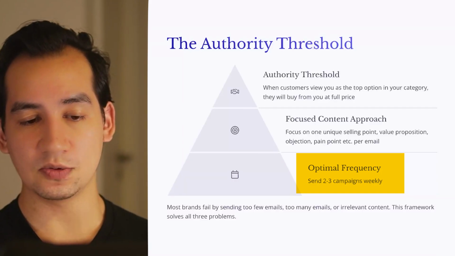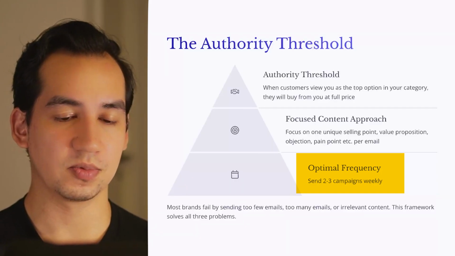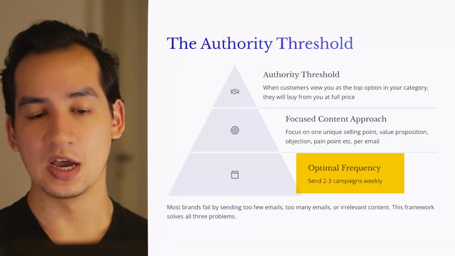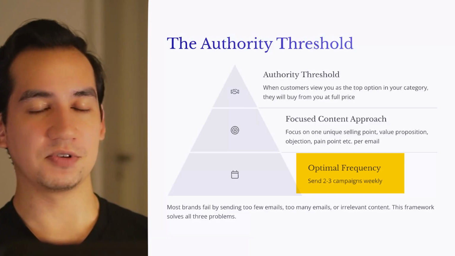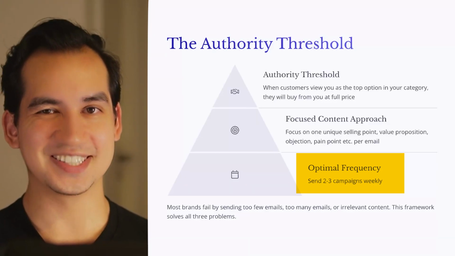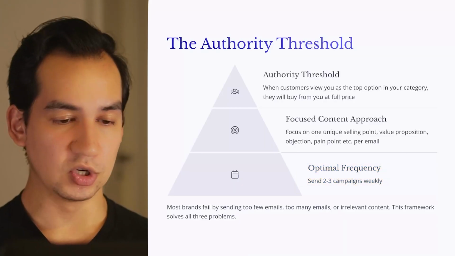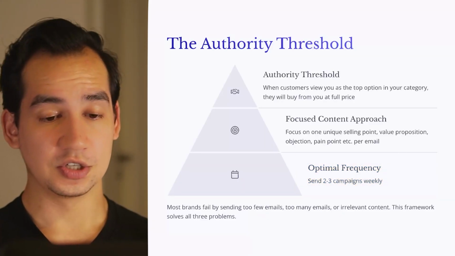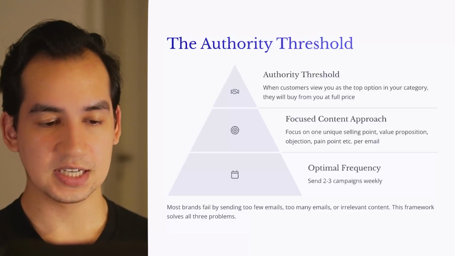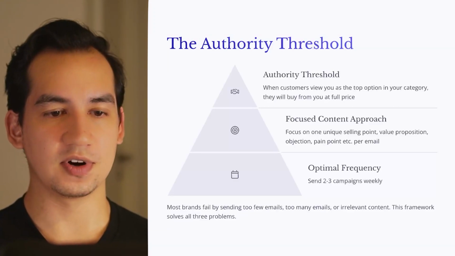Optimal frequency, we've found, and this is gonna depend on the brand, is anywhere from 2 to 3 campaigns weekly. You could do 4 if you also target other segments. But for the typical brand, you're looking at 2 to 3 campaigns per week. Most brands fail by sending too few emails, too many emails, or irrelevant content. This framework solves all 3 problems, all right?